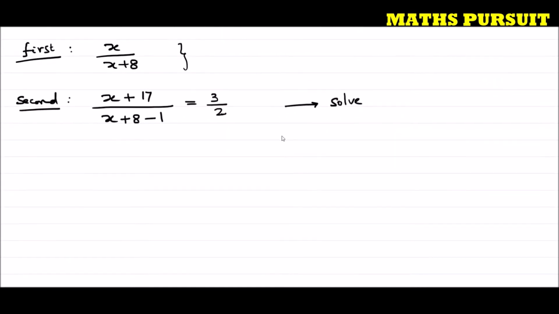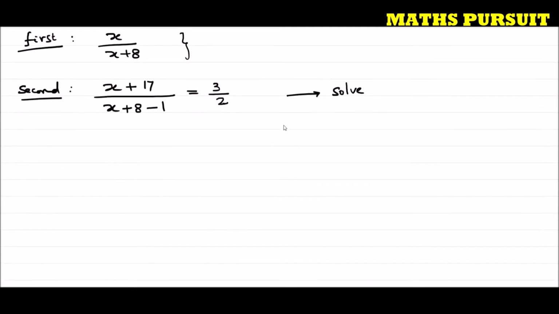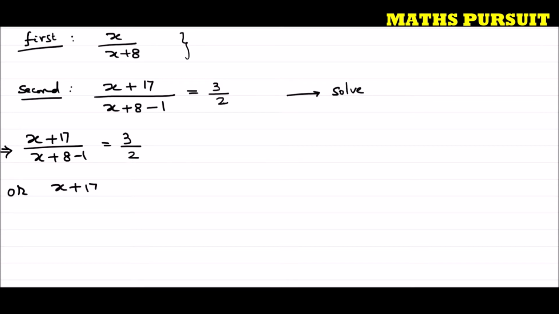We very well know that a rational number is a number which is of the form p upon q. So that means we are going to find out a number which is of the form p upon q. Now let's see here what we got. We got x plus 17 divided by x plus 8 minus 1 is equal to 3 upon 2. Or I can write x plus 17 divided by x plus 7. How? 8 minus 1 is 7, is equal to 3 upon 2.